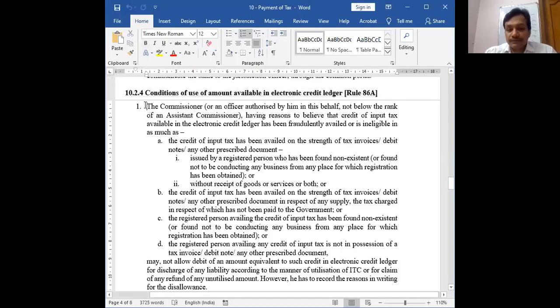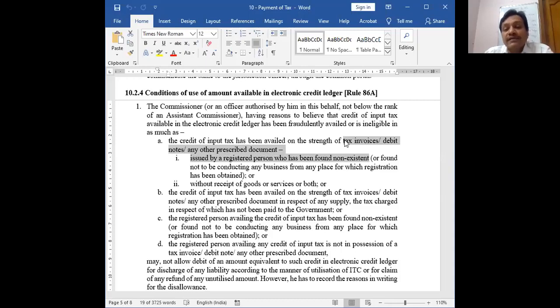If the commissioner or any officer authorized by him, not below the rank of assistant commissioner, has reasons to believe that this credit is fraudulently availed, that means it is shown by way of fraud, or the person is ineligible to claim this ITC. So how can you treat that as fraud? If that ITC is taken on the basis of those invoices which are issued by a person who is not available.